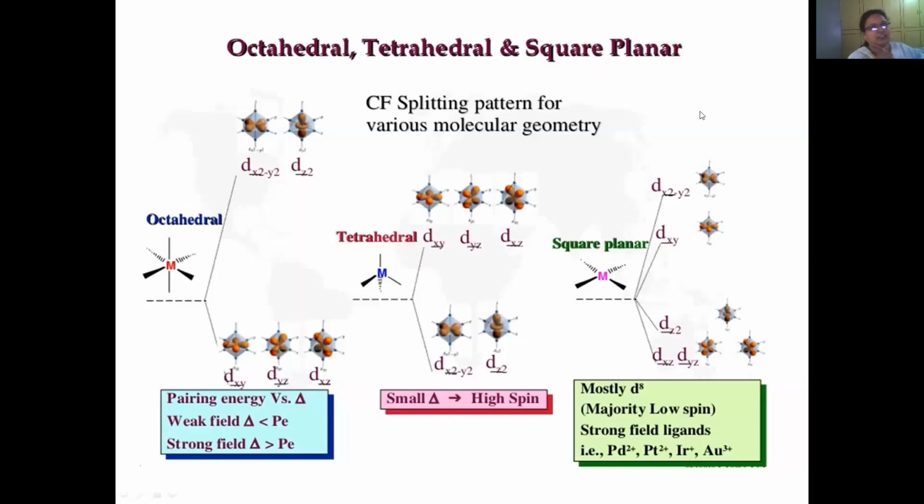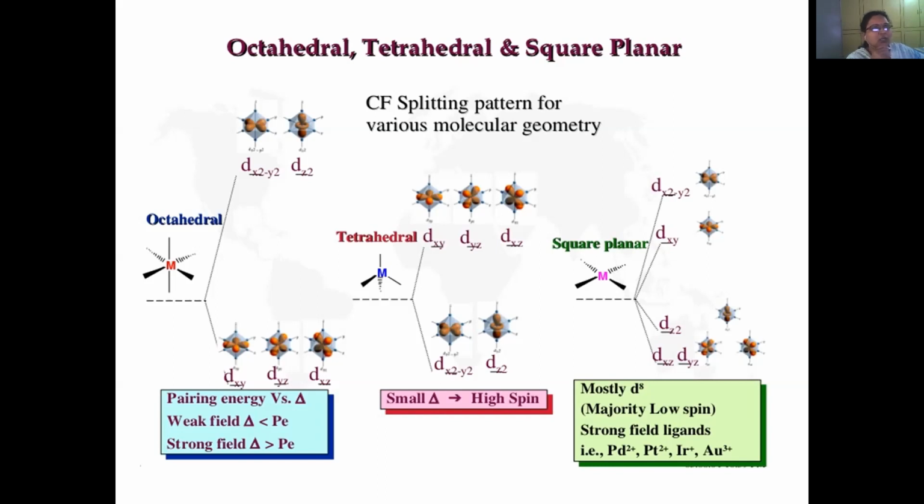Greetings to everyone, and this is our last topic in Unit 1, that is crystal field splitting pattern for square planar complexes. We have earlier seen octahedral geometry and tetrahedral geometry. In octahedral geometry, the ligands approach the metal along the axis, so they get repelled more and occupy the higher energy. So Eg orbitals have higher energy than the T2g orbitals, in which lobes are present in between the axes.